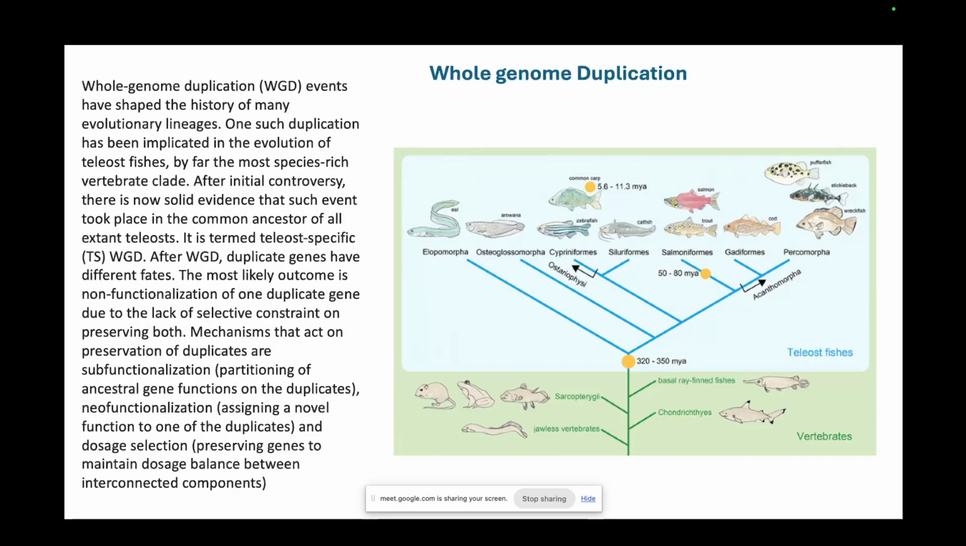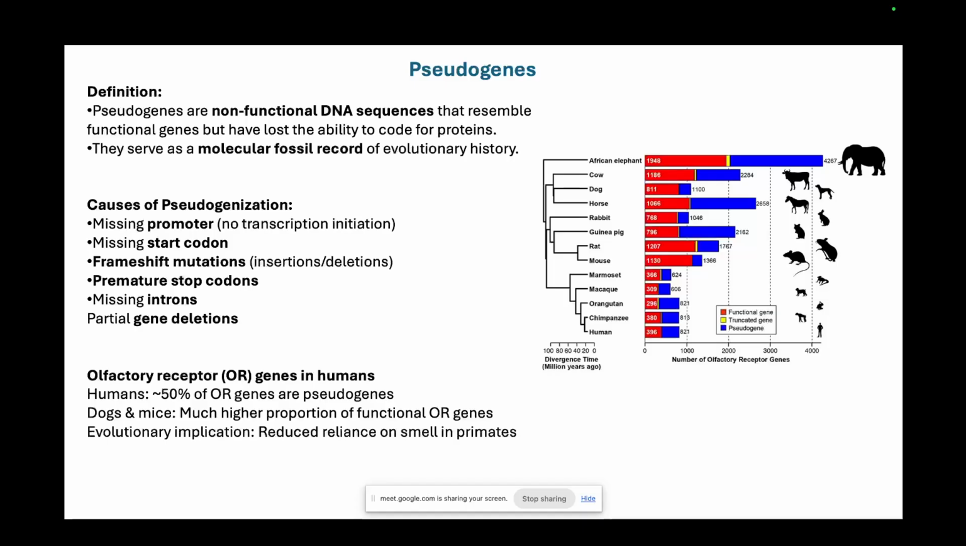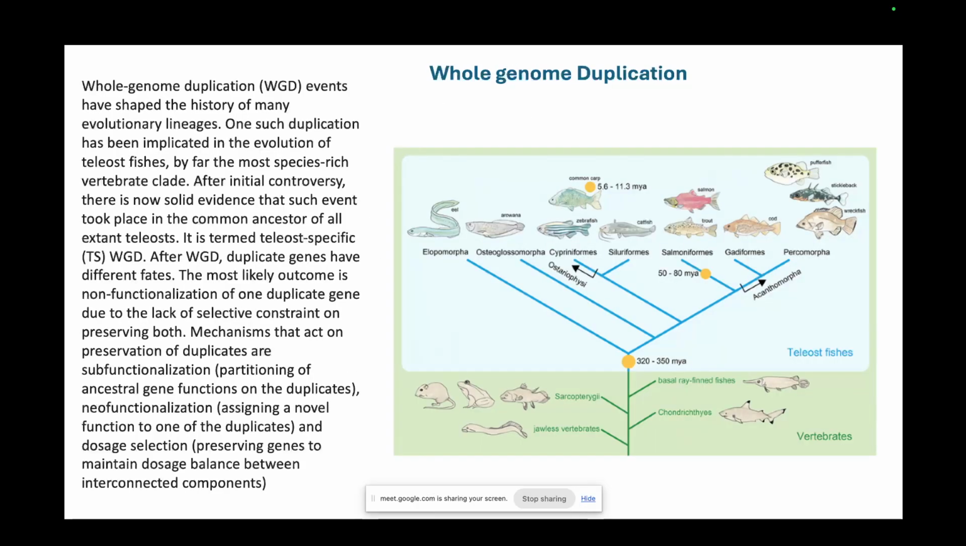So this was the concept of pseudogenes: you have a functional gene at a certain time in your evolutionary history, but that gene has lost its ability to perform as a gene in the current era. One way to achieve that is whole genome duplication. Now we are not talking about a single gene, but the whole genome can be duplicated, right? These whole genome duplication events have shaped the history of evolutionary lineages.